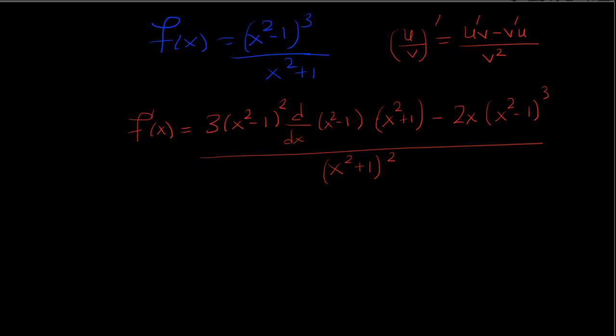We're going to simplify. The first thing we're going to do is take the derivative of x squared minus 1, so that would just be 2x. And then we're just going to leave everything else the same.